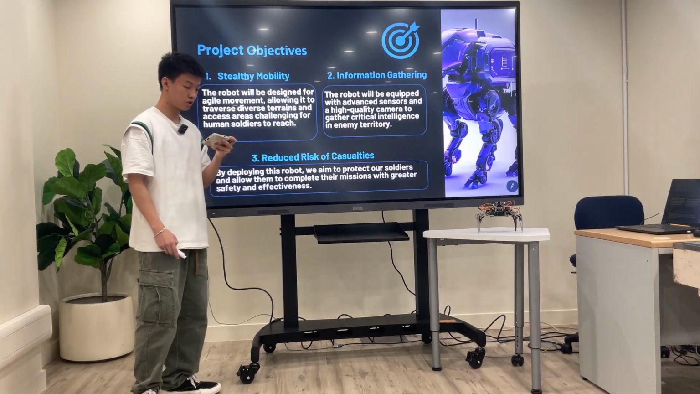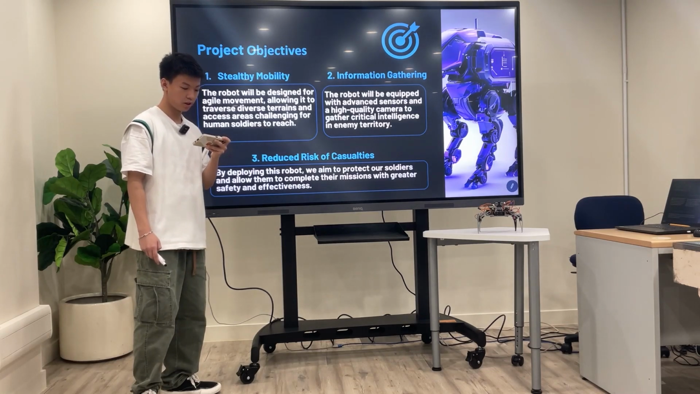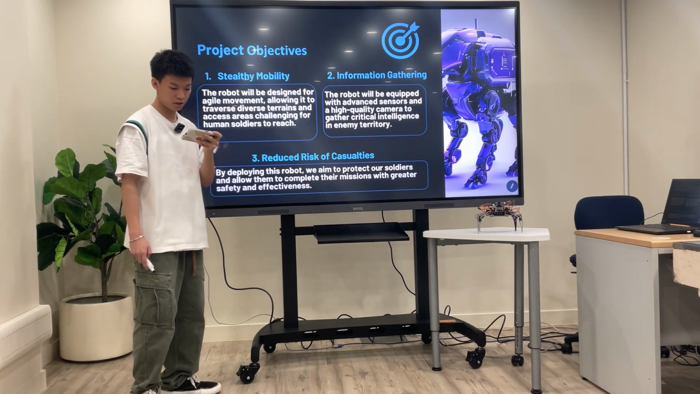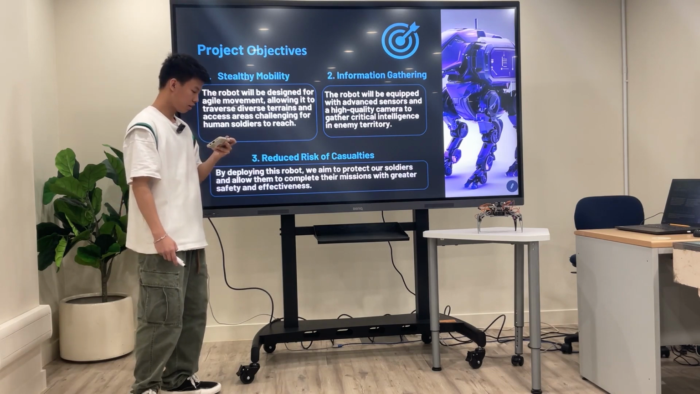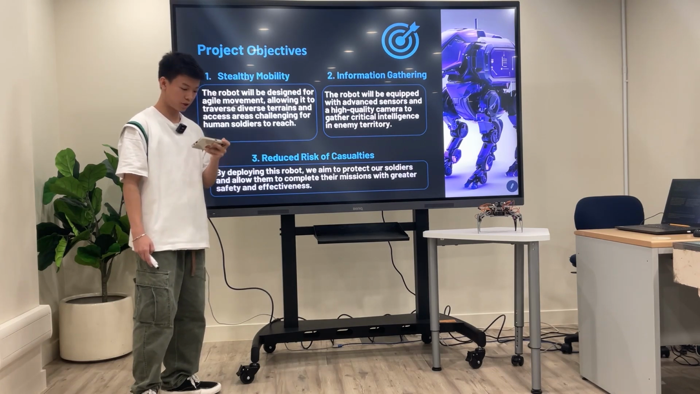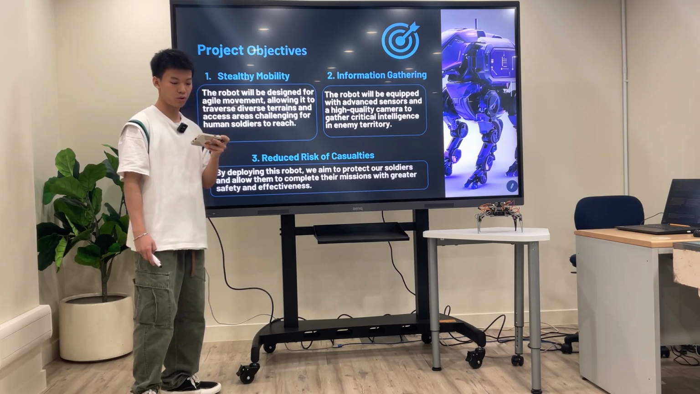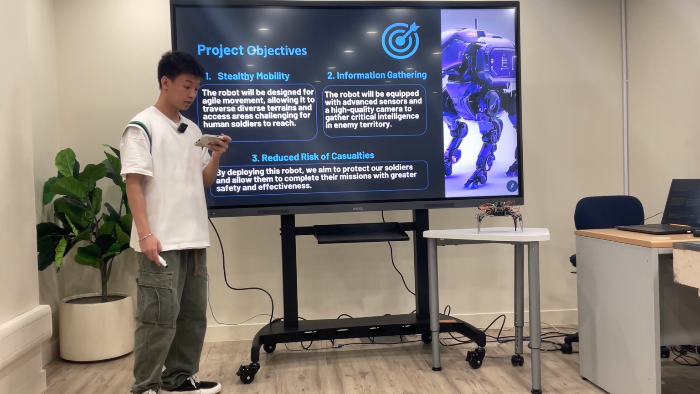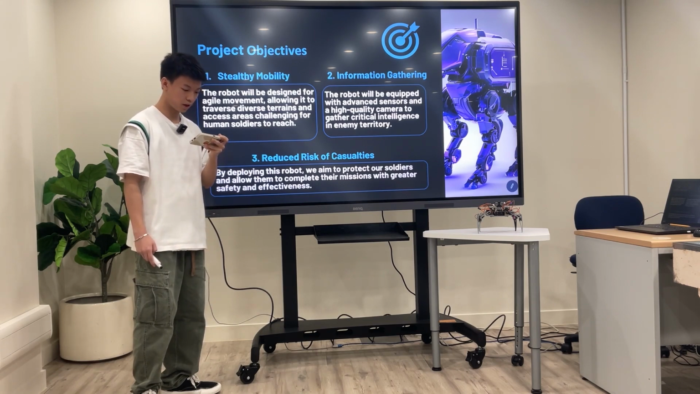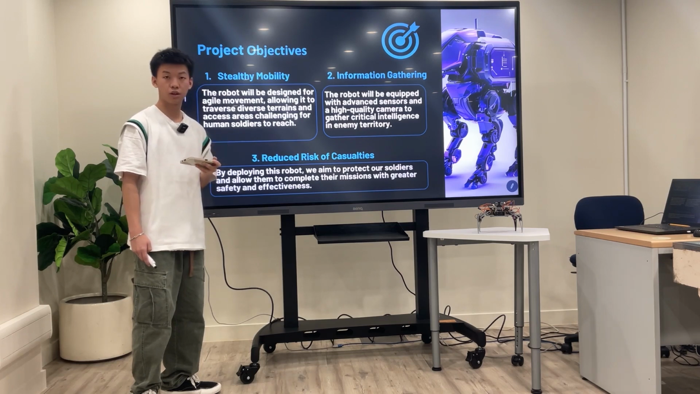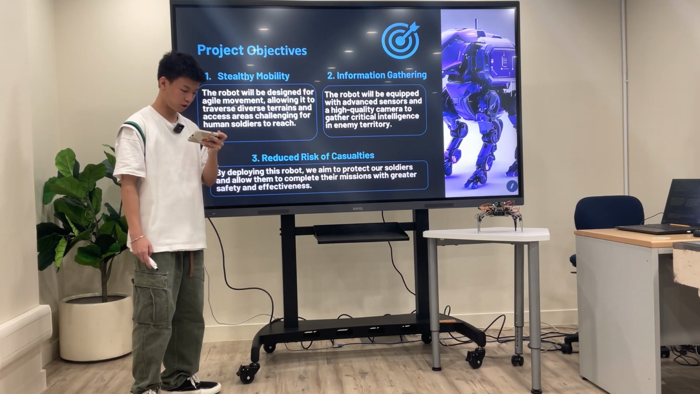As for the project objective, there are three aspects, namely stealthy mobility, information gathering, and reduced risk. This project is aimed at producing a spy robot which can move swiftly and quickly, gather image and video proof, and reduce the risk of losing our soldiers' lives.